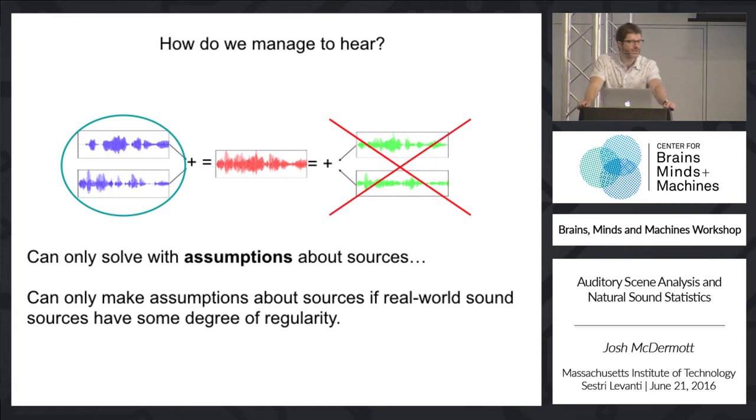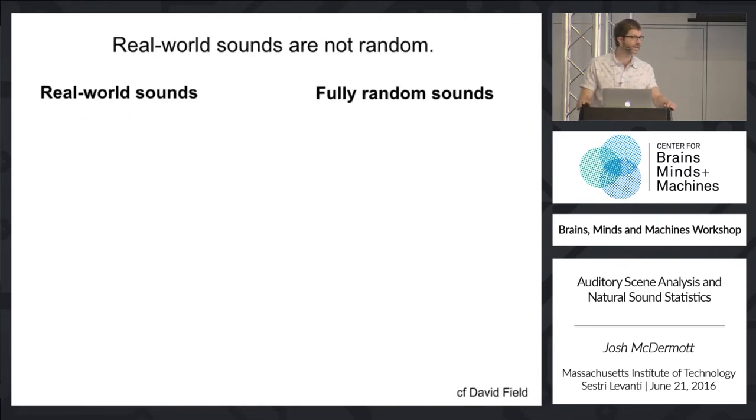Well, as is usually the case with ill-posed problems, you can only solve them by making assumptions about the natures of the things that you're trying to infer. And you can only make assumptions about sources if real-world sound sources have some degree of regularity. But fortunately, it's the case that real-world sounds are not random, and one way to note this is just by listening to some of them. So here's some real-world sounds.